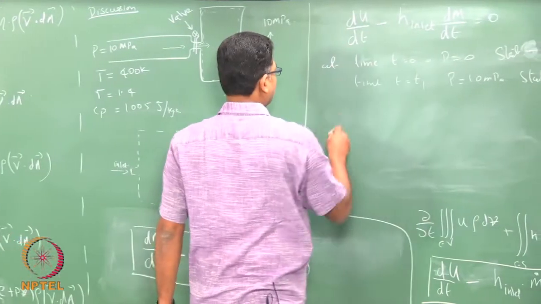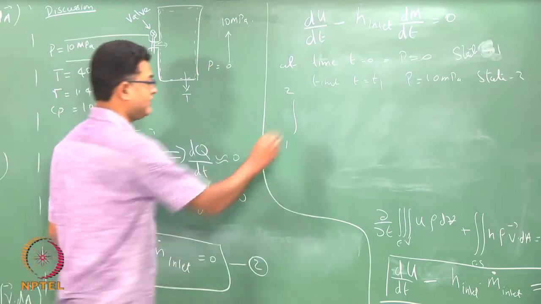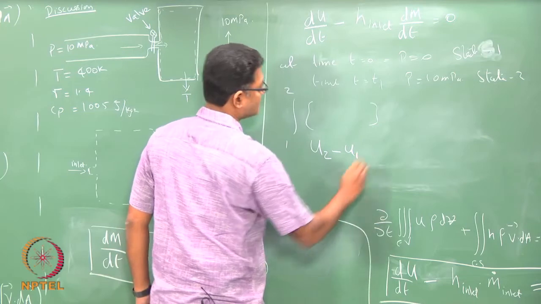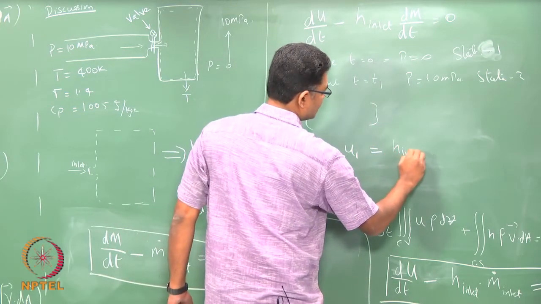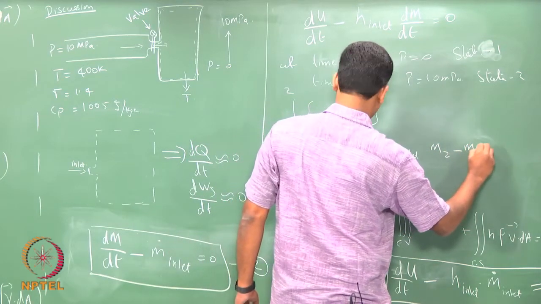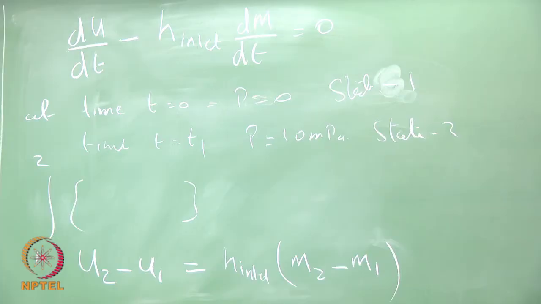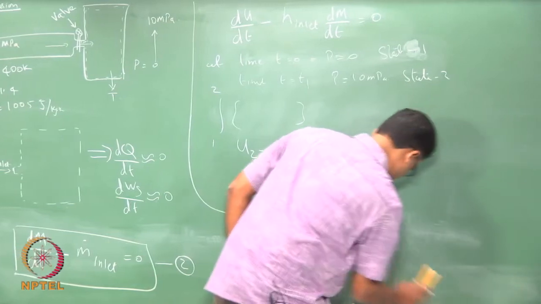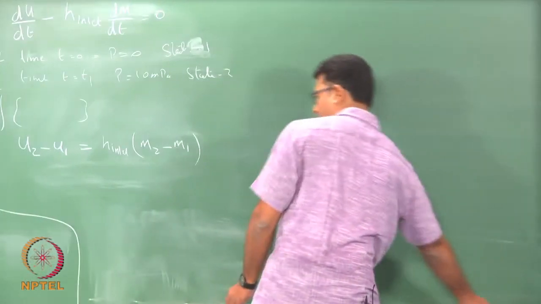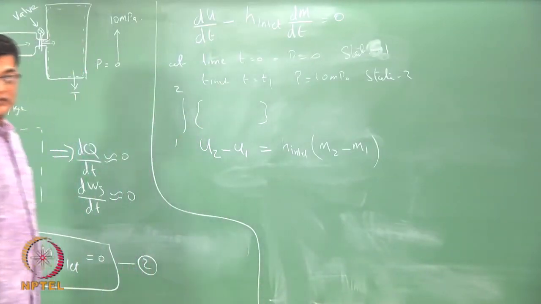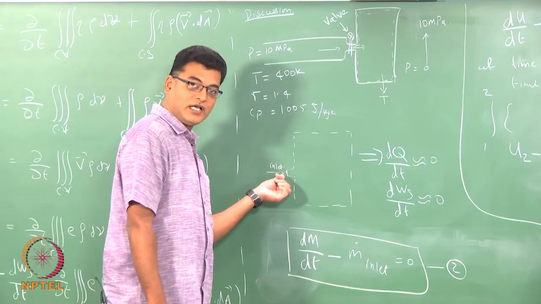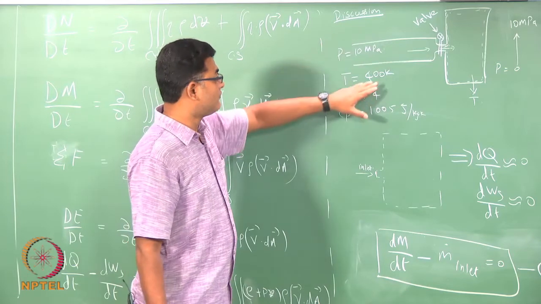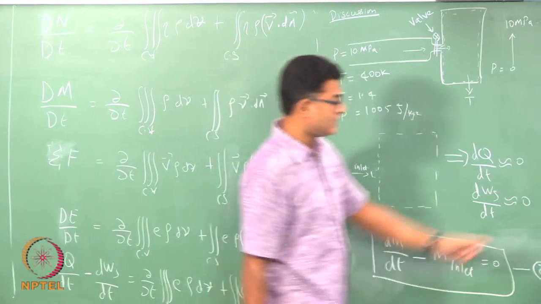So, you are actually integrating between 1 and 2, the whole set of equation, which will give me U2 minus U1 equals H inlet into M2 minus M1. So, the enthalpy of the fluid that is crossing this control surface is always the same, because you have a constant supply of 10 megapascal 400 Kelvin gas. So, that is always constant.